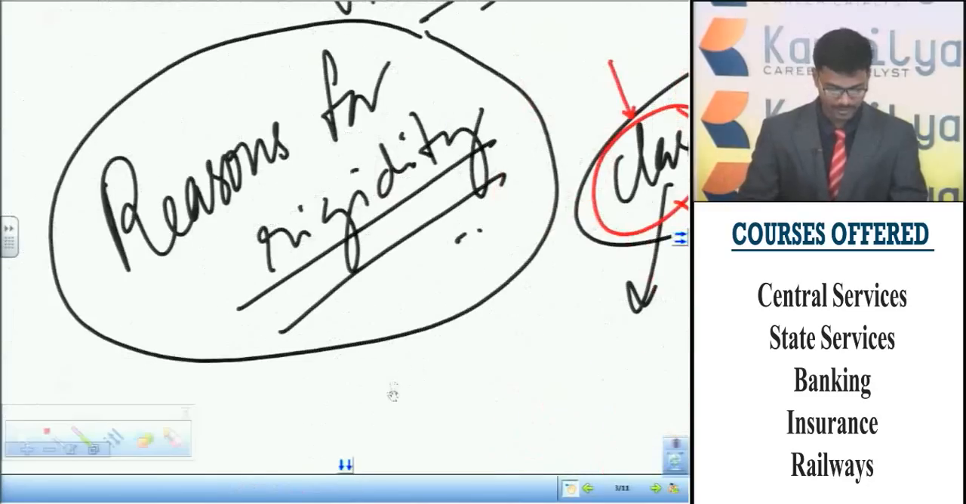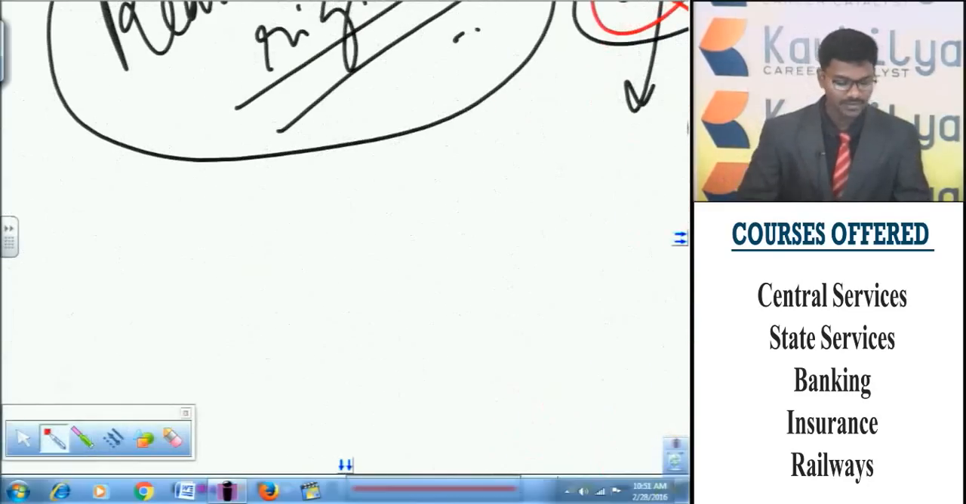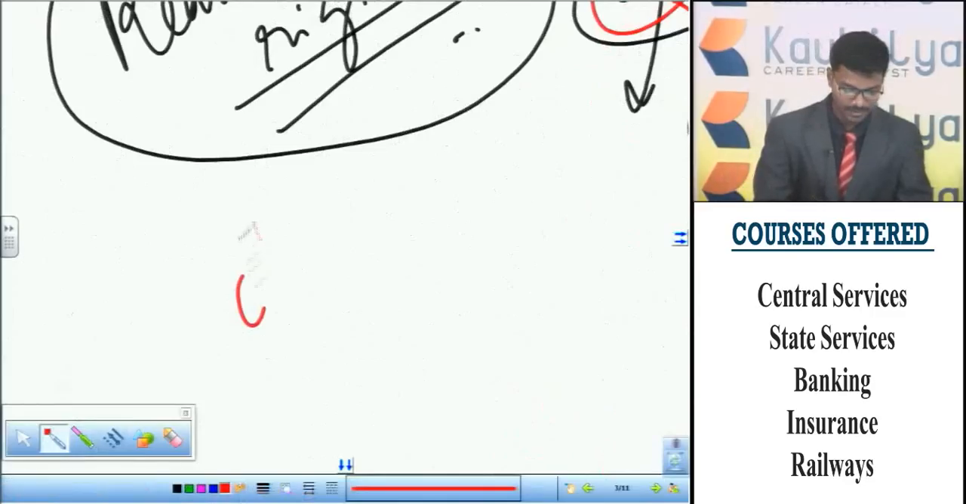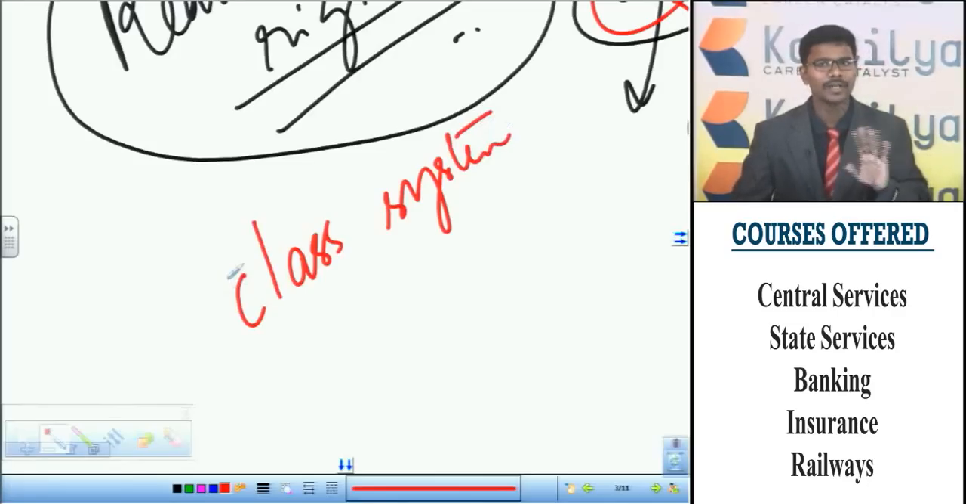Okay, yes. And these reasons for rigidity, earlier in the Indus Valley civilization it was a class system. Although they had divisions between Brahmins, Kshatriyas and the common men, at that time it was a class system. Like they used to have interdining and inter-class marriage. There was no rigidity.